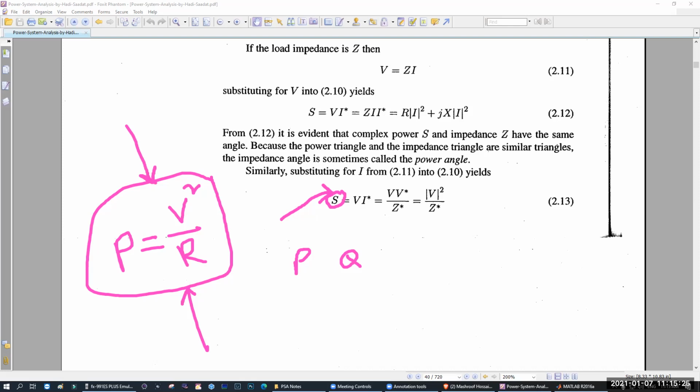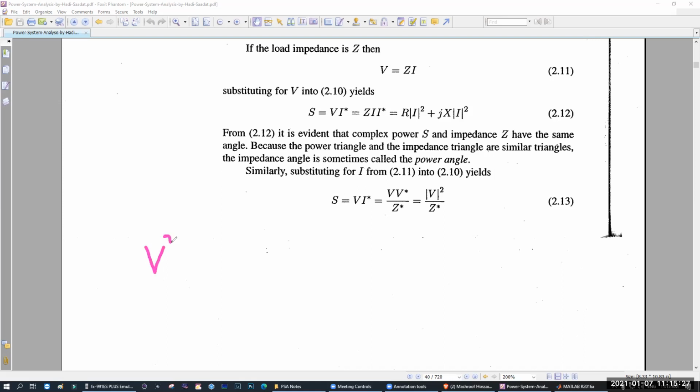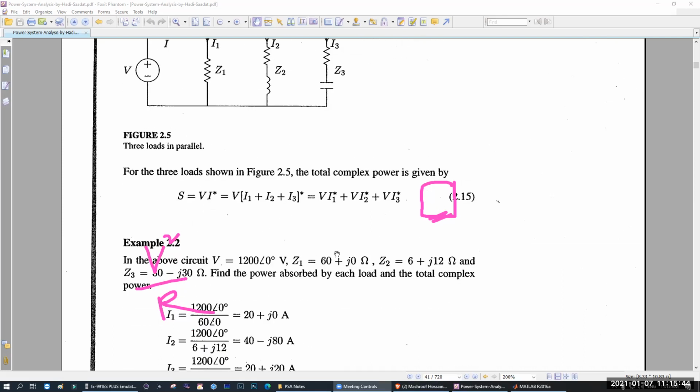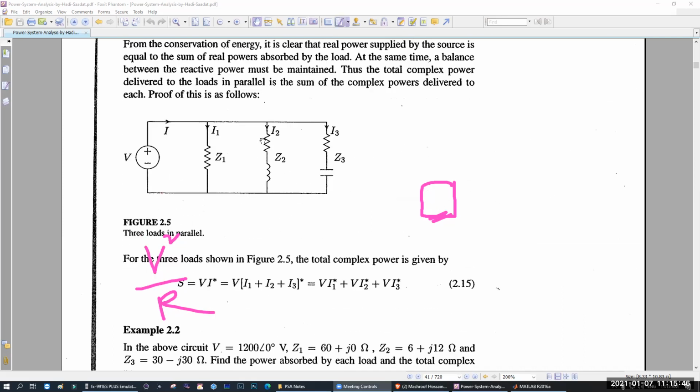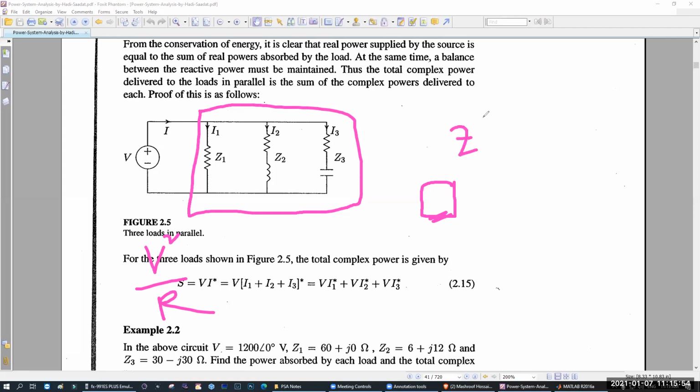You said, sir, what about the V square by R, right? Here you have a formula, V square by Z conjugate, not only Z, Z conjugate. Can you see that? You can use this formula as well. V square divided by Z conjugate. Z is the total Z. You have to make the parallel and you will find out the total Z. Then you take the conjugate of the Z, and V square divided by that. Okay? You will get the same value.